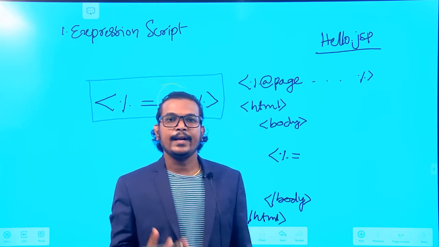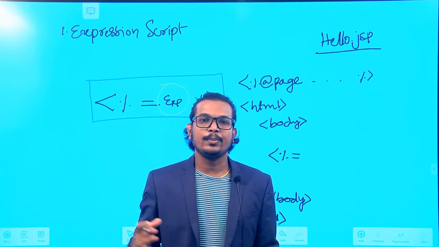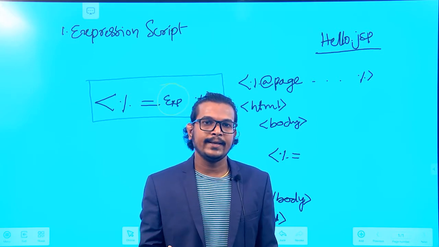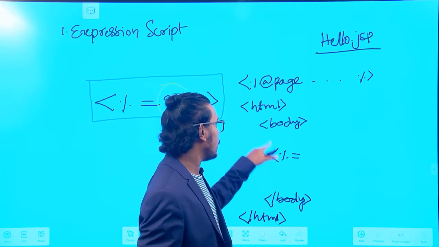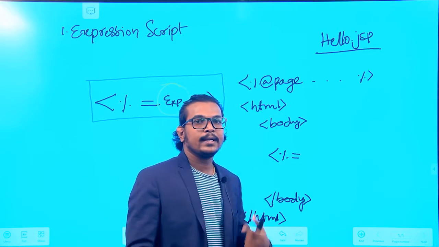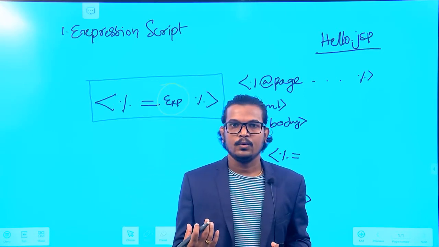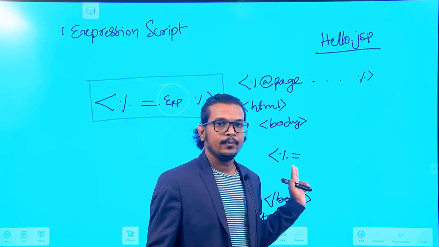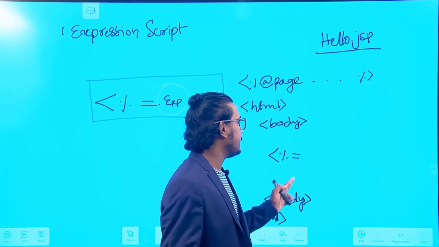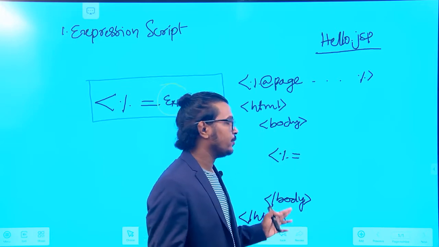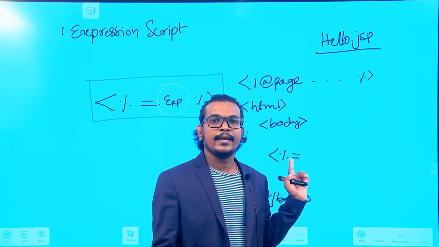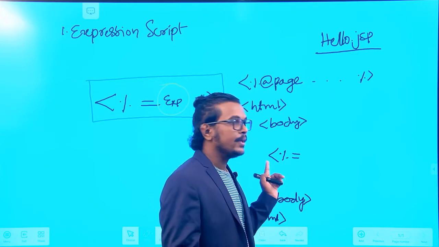You can write any kind of expression there. If you want to print the date, you can print the date. How are you going to print that particular date? In this JSP page, we are taking the help of Java. We are writing Java code here. In this JSP page, we are embedding the Java code in this particular HTML.